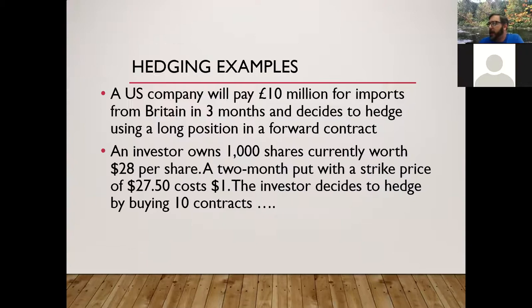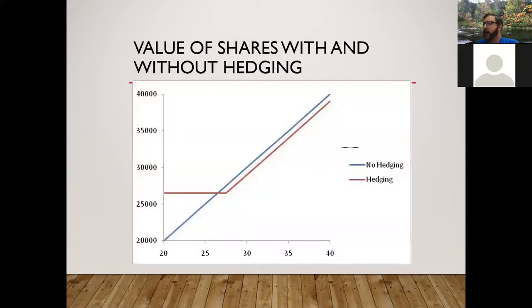We'll show that. For this second one, the investor owns 1,000 shares worth $28 a share, so $28,000. A 2-month put with a strike price of $27.50 costs $1. So I can buy 10 contracts, because each contract is 100 shares, or 100 options. That would cost me $1 per option. And then what does that look like? It would be this one.